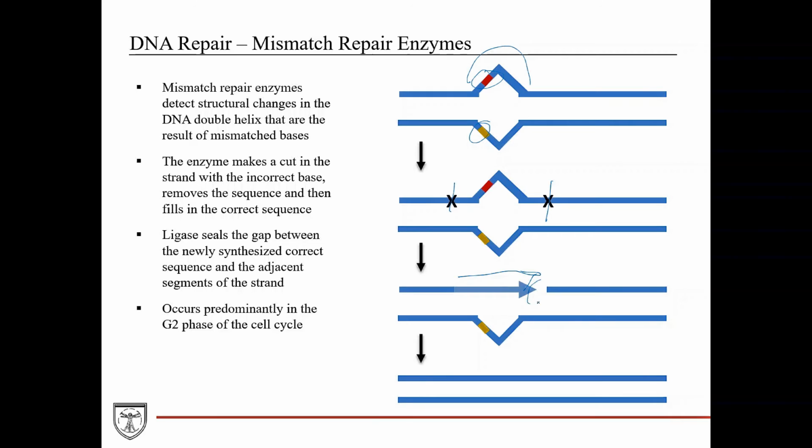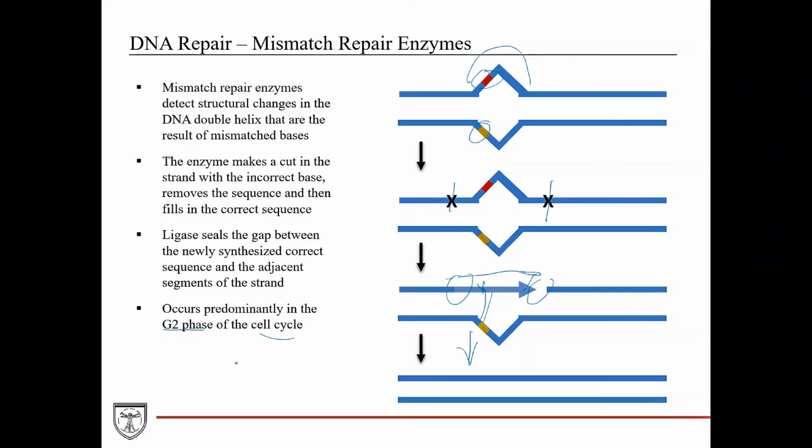DNA ligase then seals the gap between the adjacent segments of this newly synthesized sequence and the original strand. So that now that the correct base is here, it can base pair with this base, and then that gives you a nice uniform sequence and then a nice correct structure. Now this occurs predominantly in the G2 phase of the cell cycle.